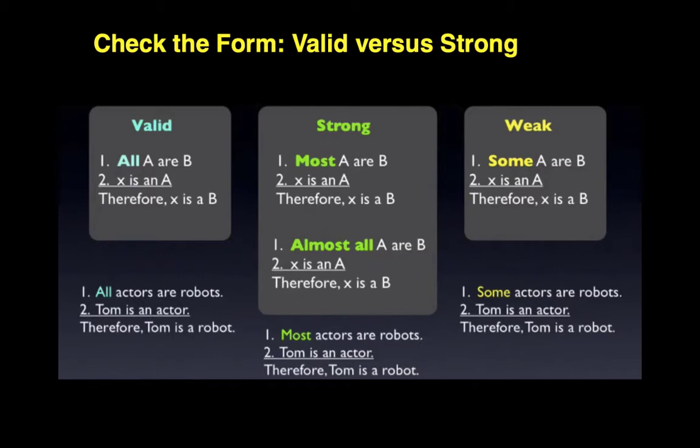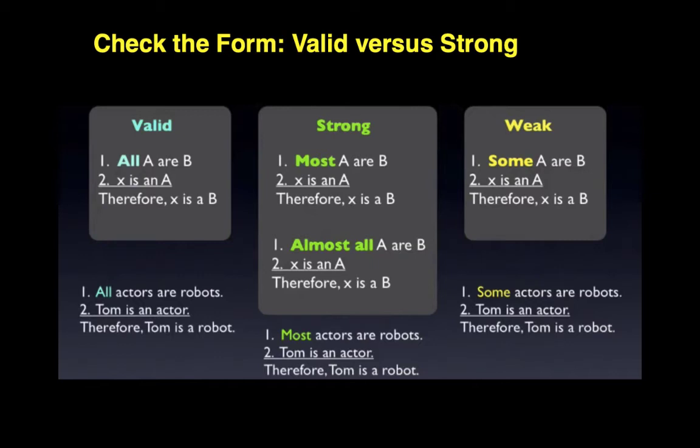Example, most A are B, X is an A, therefore X is a B. Or almost all A are B, X is an A, therefore X is a B. Example, most actors are robots, Tom is an actor, therefore Tom is a robot. You can see, because we're saying most, not all, that the best it can be is that probably Tom is a robot. That's an inductive argument. And it becomes weaker to the extent that you have fewer examples. And in fact, if you just have one example of an actor that's a robot, you see that the argument is much weaker, in fact, bad.